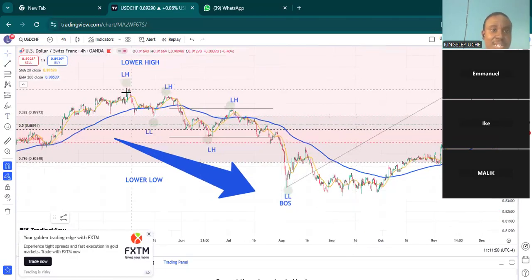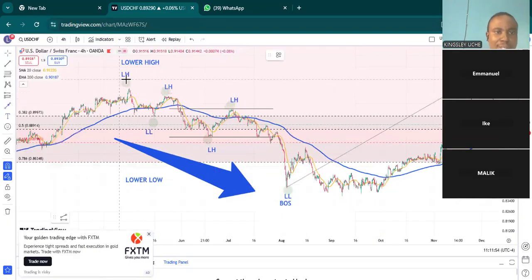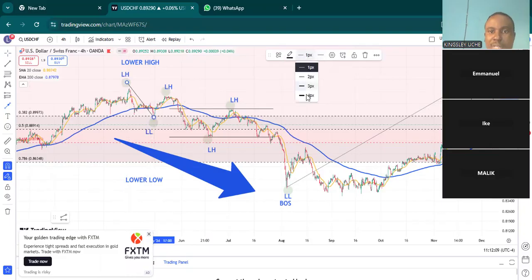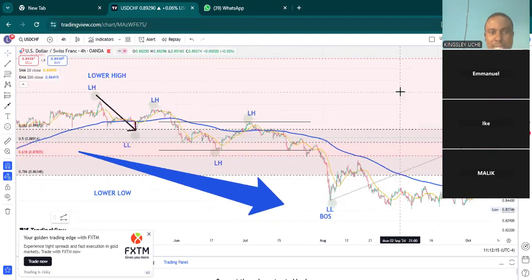Yeah, something like that. You can see the market, look closely. From the lower high here, you can see the market came down here. That's one. From here, we had a lower high, down to this place. That's the lower low. Let me increase this one so it can be bigger, so we can see clearly.